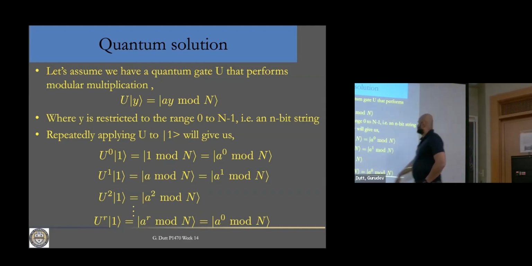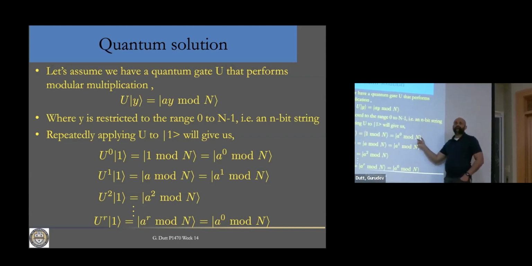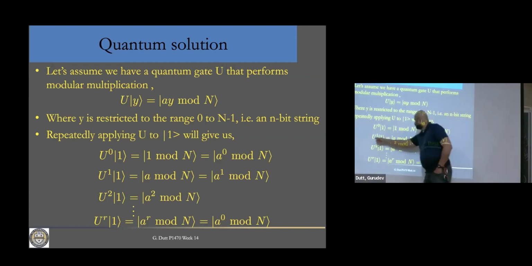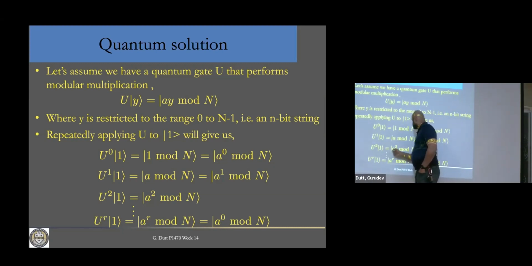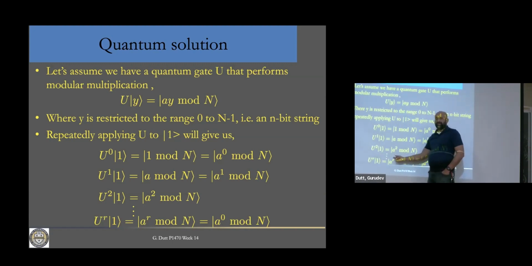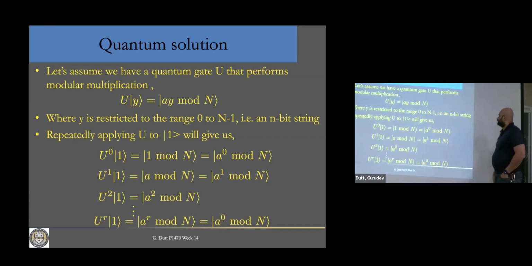Let's start with the state 1. Then U to the 0 acting on 1 gives me 1 modulo N, which is a to the 0 modulo N. Similarly, U to the power 1 acting on 1 gives me a times y mod N, but y is 1, therefore a mod N, which is a to the 1 modulo N. Next, U squared gives a squared modulo N. U to the r gives a to the r modulo N. And remember, if r is the period, then a to the r modulo N is the same as a to the 0 modulo N, which is 1 mod N. So that's what U should give us when we repeatedly apply it to the state 1.